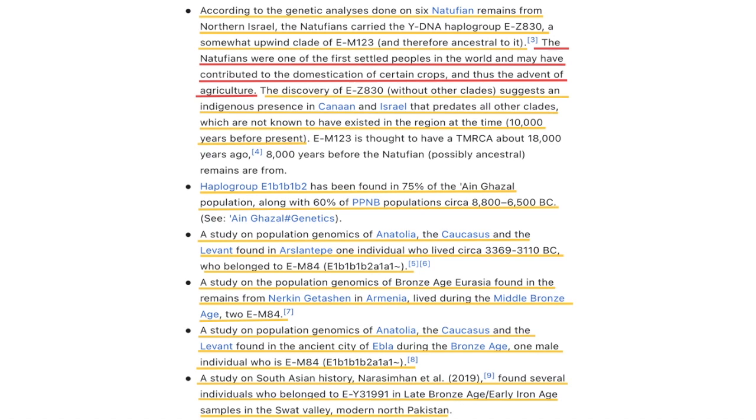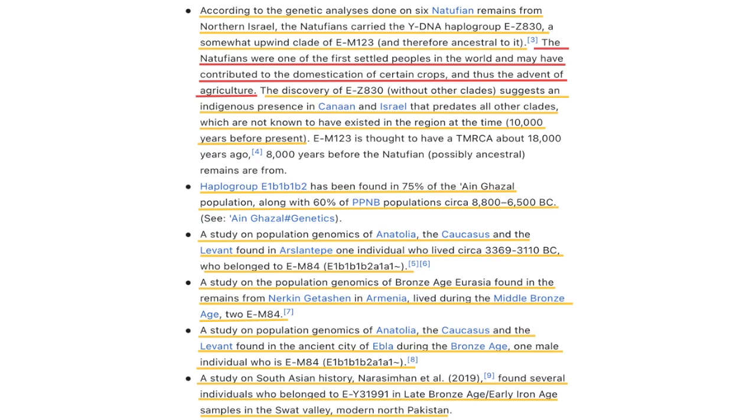The Natufians were one of the first settled peoples in the world and may have contributed to the domestication of certain crops and thus the advent of agriculture, which is culminating together with everything we read earlier about the Harifians and such and the PPNB populations. The discovery of E-Z830 without other clades suggests an indigenous presence in Canaan and Israel and predates all other clades, which are not known to have existed in the region at the time, 10,000 years before present. So it's been there for a long time.